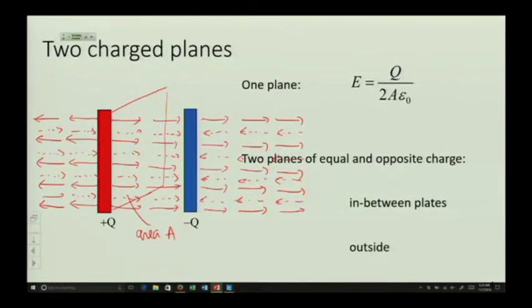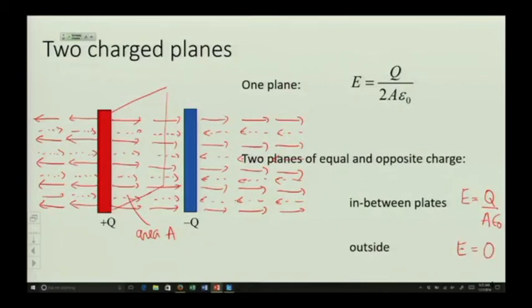What would be the magnitude of the field in between? If this is the field due to one plane, what will be the magnitude of the field now between the planes? Double that, exactly. I just take that value, multiply it by 2. So what that does is just get rid of that 2 over there. Okay, so they add up between the planes. So in between the planes, I'm going to have E is equal to Q over A times epsilon naught. And outside, what will it be?